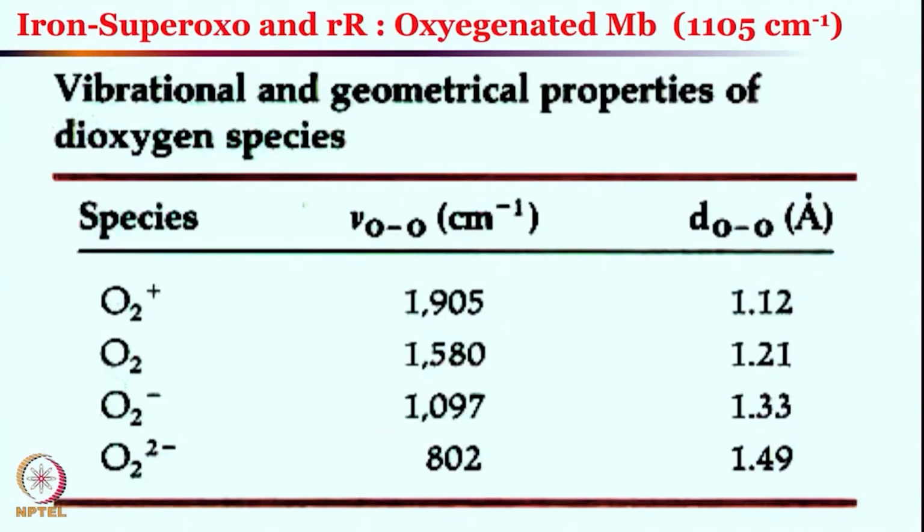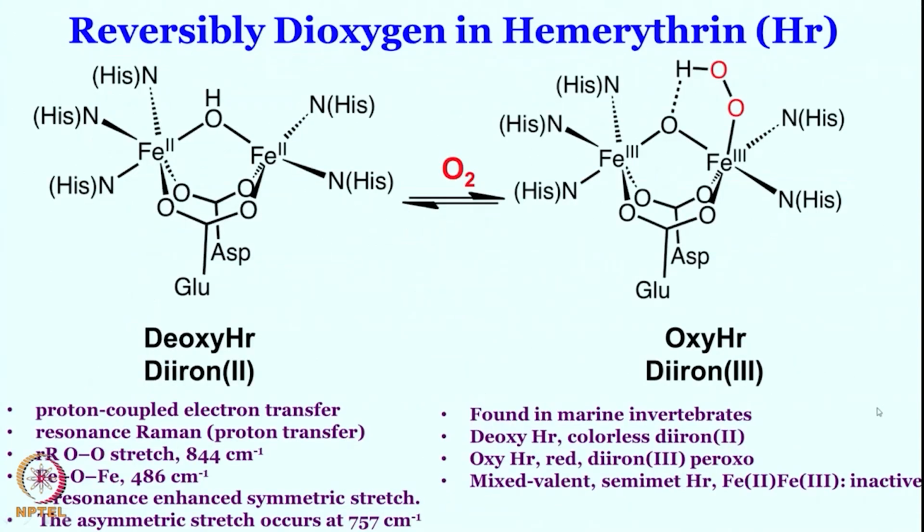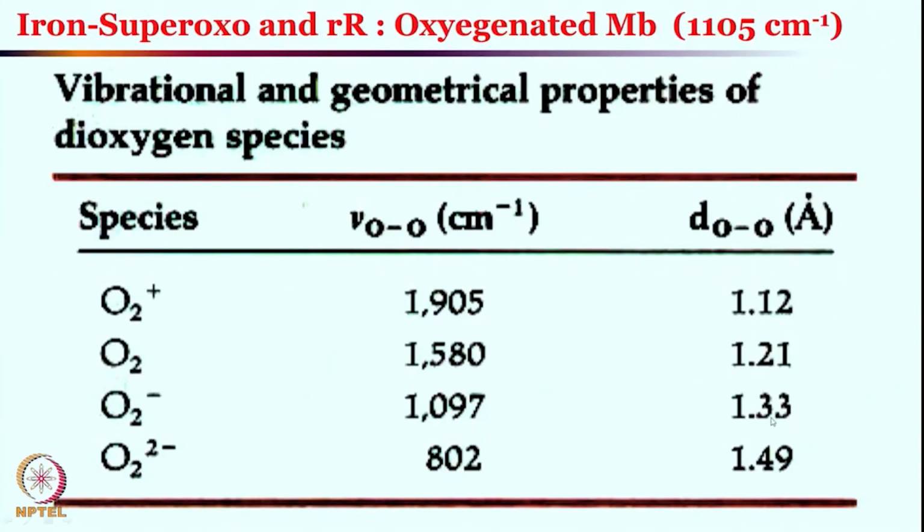Let us look at another enzyme, that is hemerythrin. Before that, just to mention once again, this is 1105 wave number for oxygenated myoglobin. This is matching quite well for the superoxo species. Okay. If you have a crystal structure, that can also give the oxygen stretch in this region, which is quite exciting in any case. Okay.